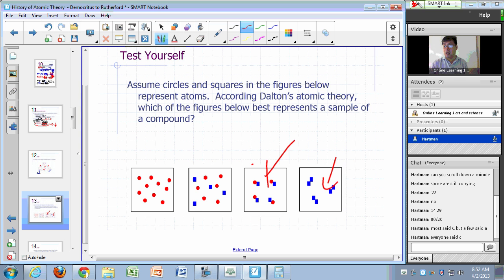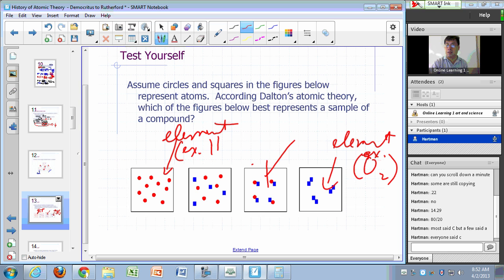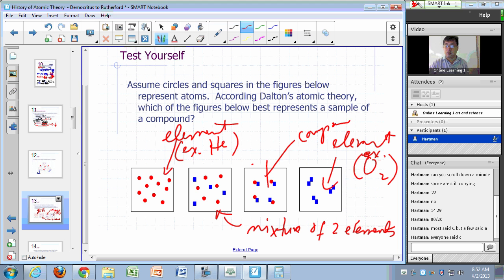This is a pure element, okay, and that's a pure element. An example of this would be O2, right? An example of this would be something like helium, okay? This is a mixture of two elements. And this one is a compound. Good. That's pretty straightforward.